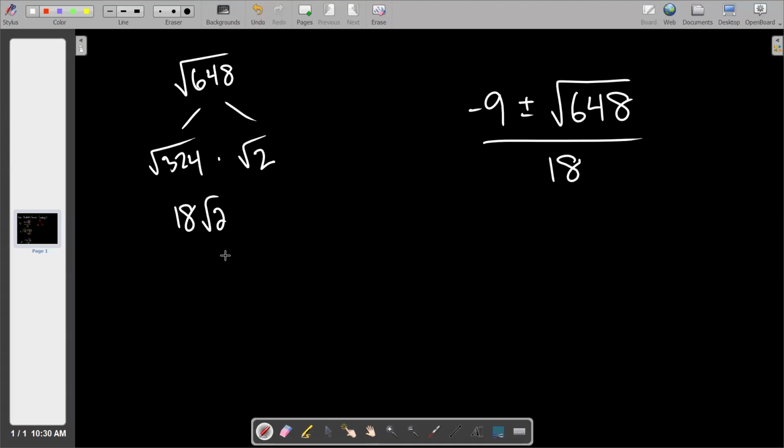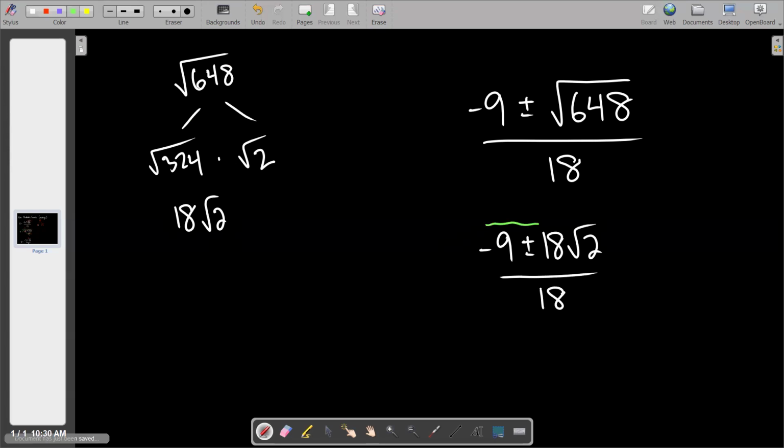So just because you got big numbers doesn't mean you're scared. Don't be a little chicken. Divide by 2, 3, 5, 6, 7, 10, 11. Numbers that are worthless in their own right, they'll often produce results. So I'm going to rewrite my answer now as -9 plus or minus 18 roots of 2 divided by 18.